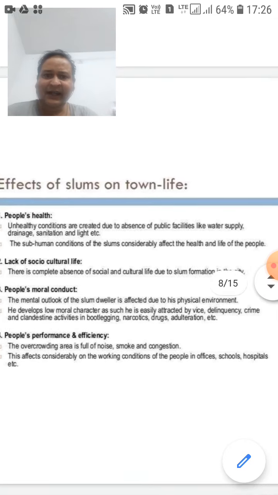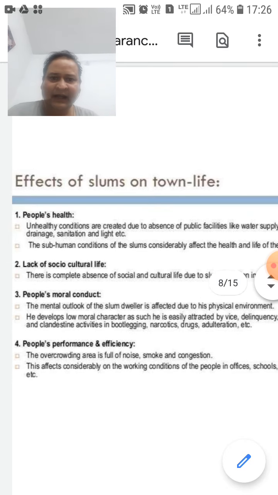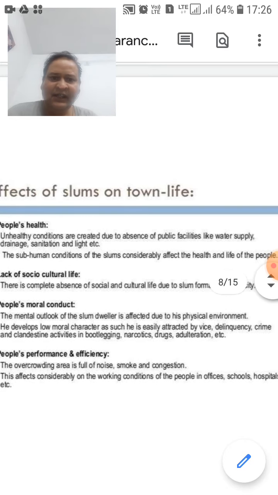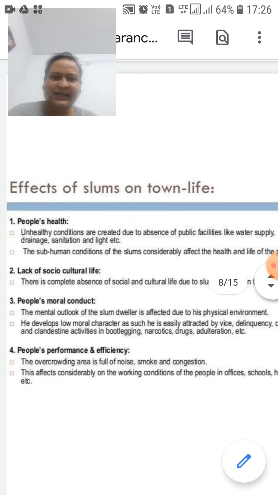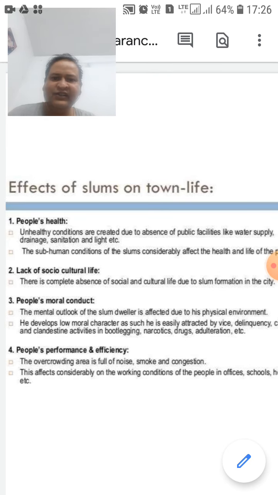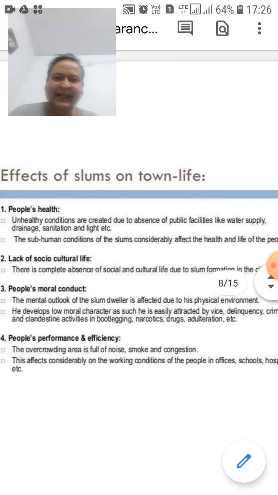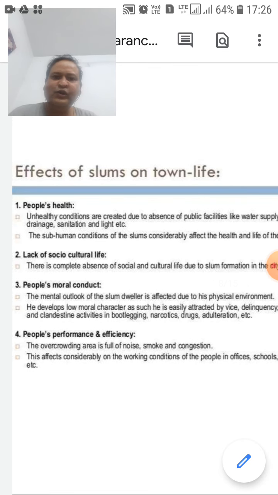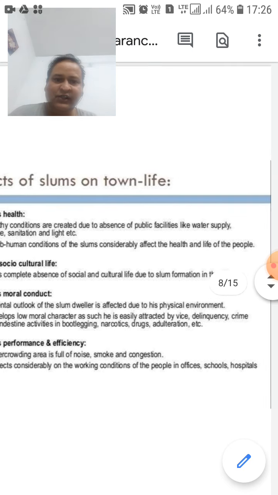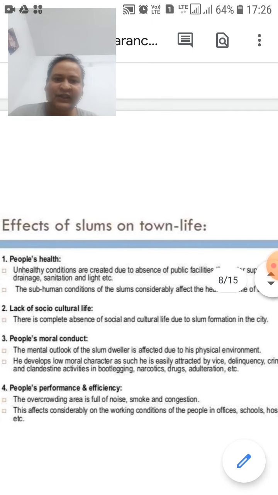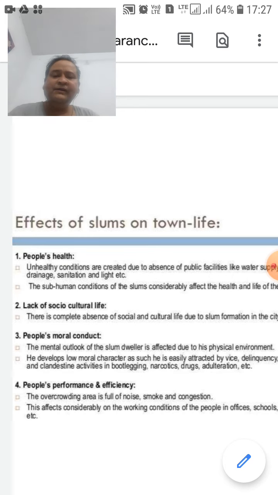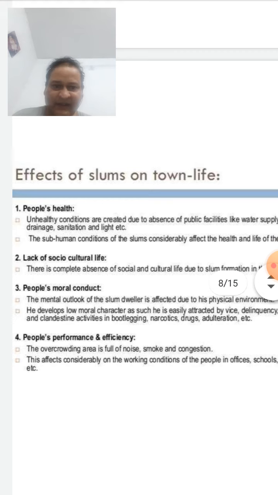What are the effects of slums on our town life? People's health: definitely it deteriorates people's health. Unhealthy conditions prevail due to the absence of public facilities like water supply, drainage, sanitation and light. The subhuman conditions of the slums considerably affect the health and life of the people. Lack of socio-cultural life: there is a complete absence of social and cultural life due to slum formation in the city.